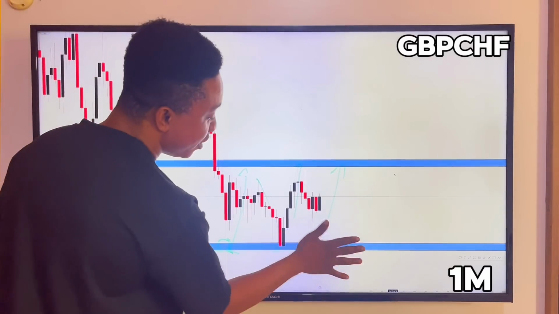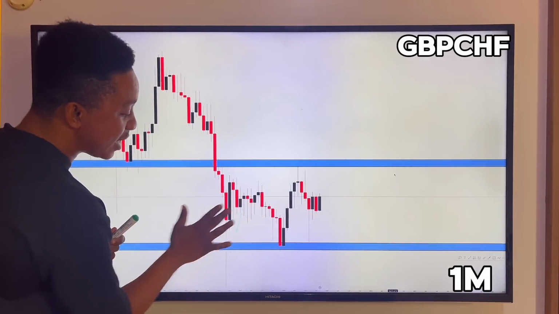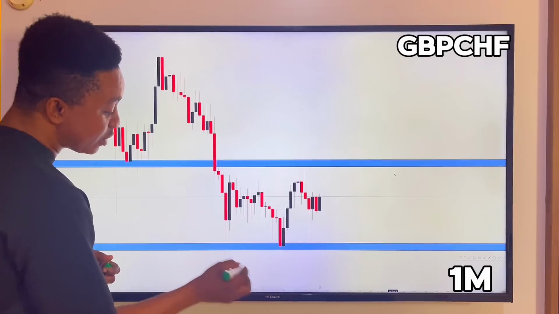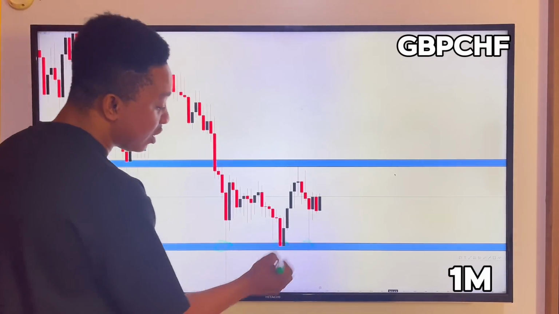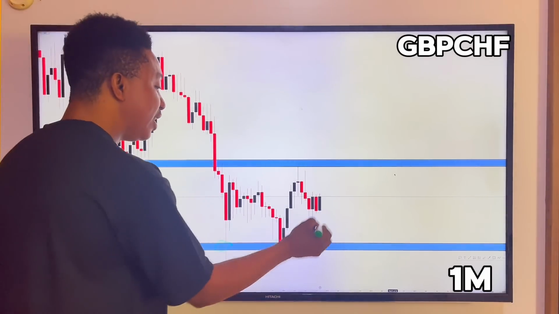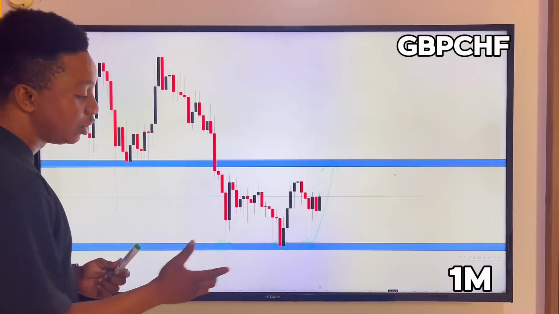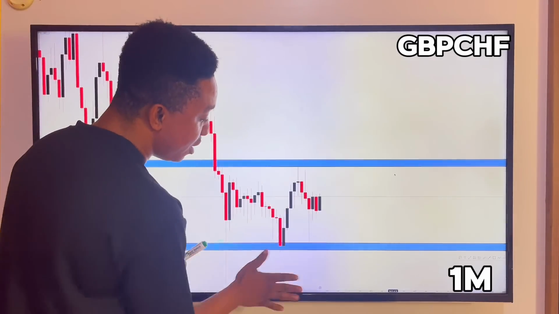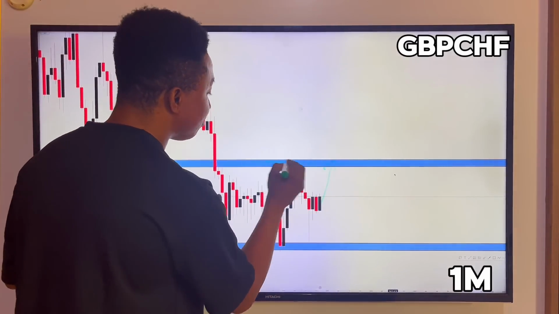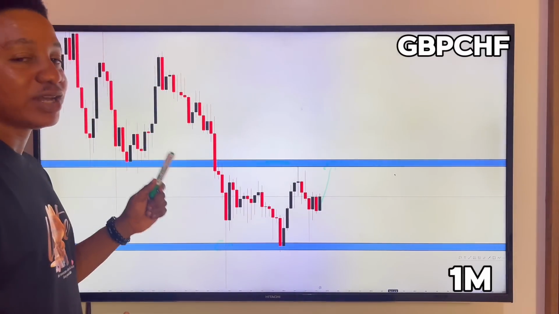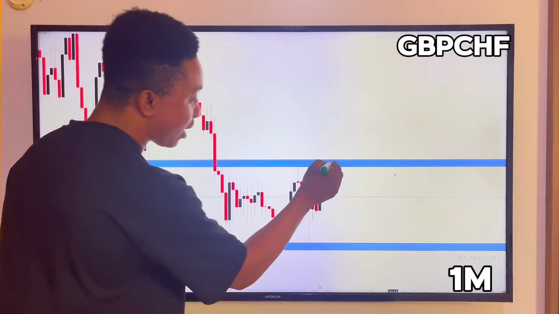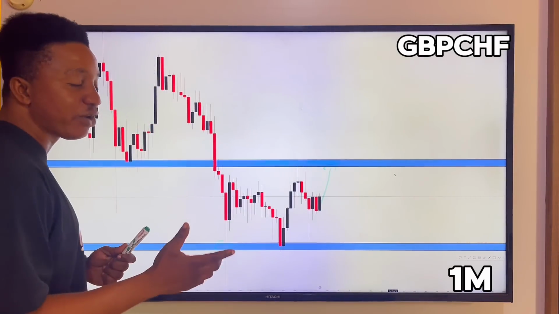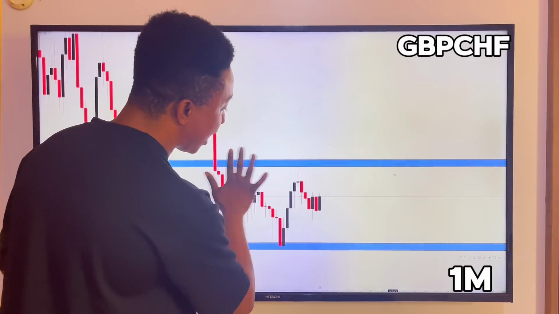So on the monthly time frame, it is very evident that price will not break below this monthly support level, but it will continuously see buy pressure and then push all the way to the upside. So GBP/CHF here on the monthly time frame, price is going all the way to the next monthly resistance. Now, how can we capitalize on that move since we know that price will get back to this resistance? Let's find out as we continue on the weekly time frame as well.